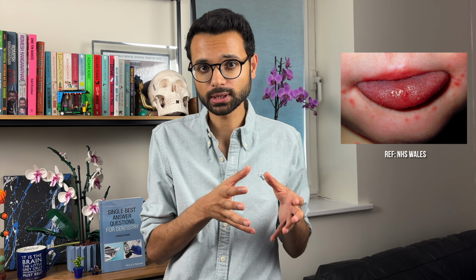The incubation period for hand, foot and mouth is approximately 3 to 6 days, and it has a very classic oral presentation. Patients will usually develop small vesicles along the lateral borders of the tongue, the buccal mucosa, and the palate. These vesicles then usually rupture to leave behind shallow, painful ulcers with a red halo.